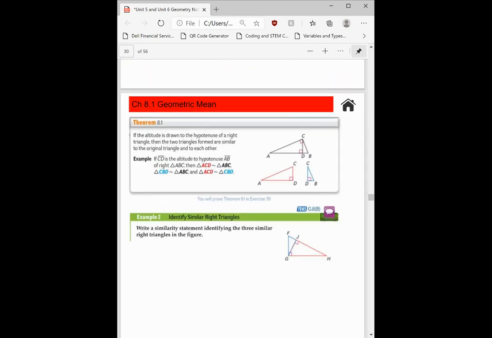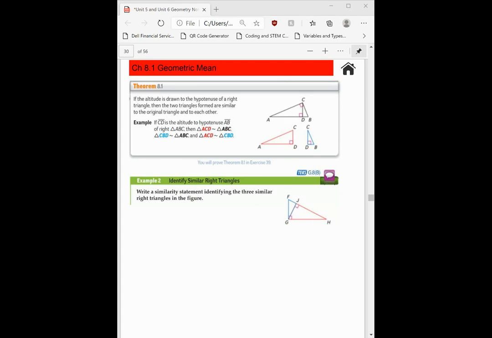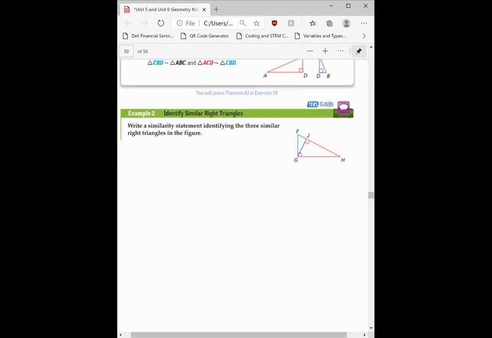Let's go ahead and look at this theorem. If the altitude is drawn to the hypotenuse of a right triangle, then the two triangles formed are similar to the original triangle and to each other. So we're going to use that to solve example 2. It says, write a similarity statement identifying the 3 similar right triangles in the figure. So we're going to separate the triangle into 2 triangles along the altitude. Then sketch the 3 triangles, reorienting the smaller ones so that their corresponding angles and sides are in the same position as the original triangle.